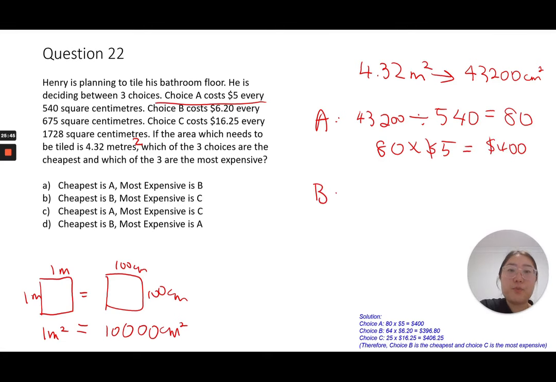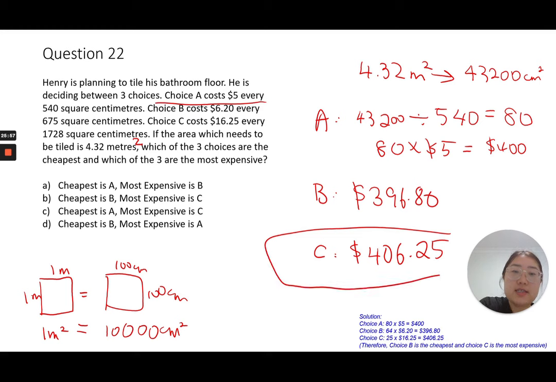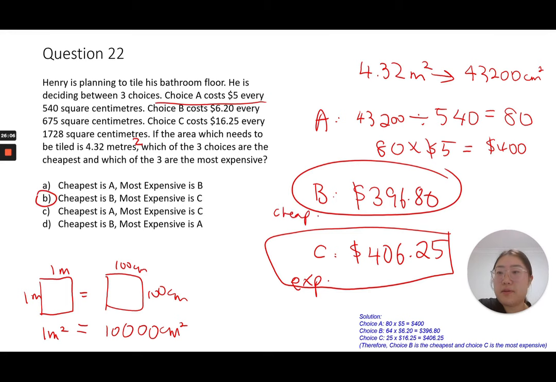You're going to do the same thing for B and C. And B, you'll actually get 396.80, and C, you're going to get 406.25. So from here, you can see that C is the most expensive, and B is the cheapest. So option B is your answer.